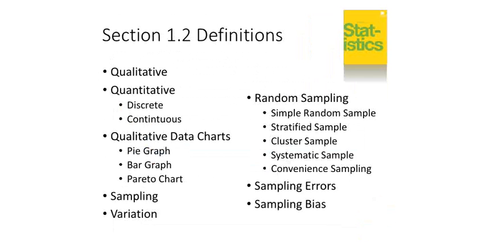We talk about sampling and variation. Random sampling methods include simple random samples, stratified samples, cluster samples, systematic, and convenience samples. We also talk a little bit about what is meant by a sampling error and a sampling bias.